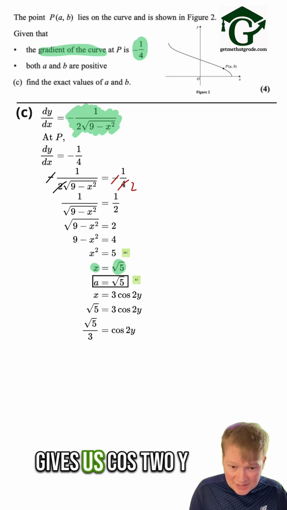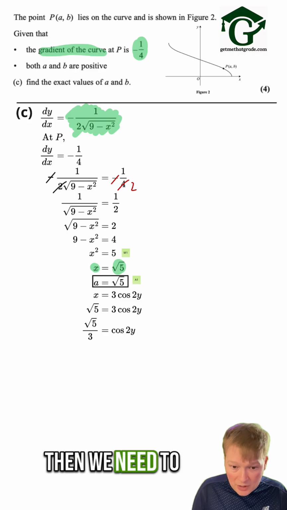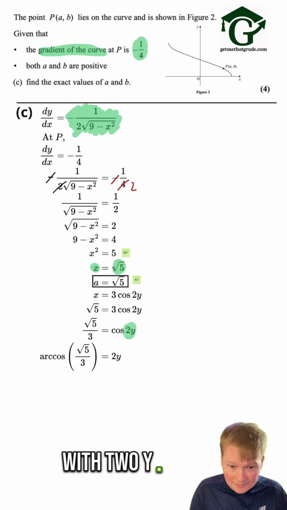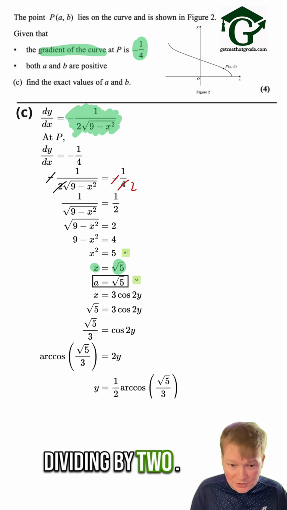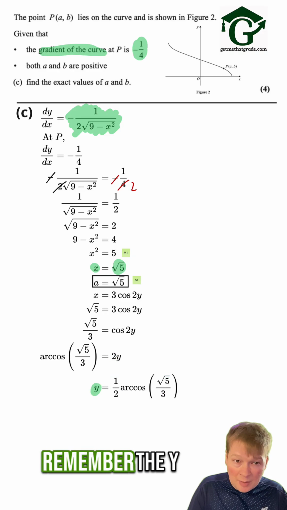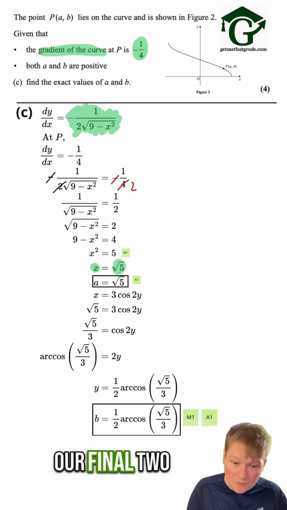Divide by 3 gives us cos 2y equals this, and then we need to eliminate the cos by taking arccos of both sides. That will leave us with 2y. Finally, we get rid of the 2 by dividing by 2. We end up with a half of arccos of root 5 over 3 as our y value, and remember the y value was the b value here for our final 2 marks.